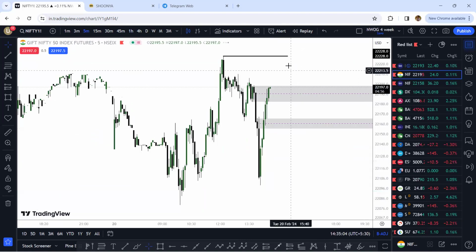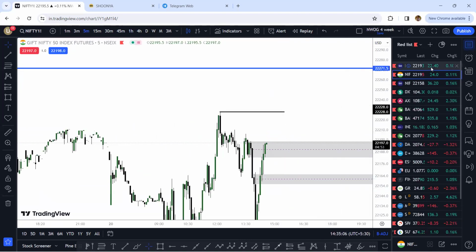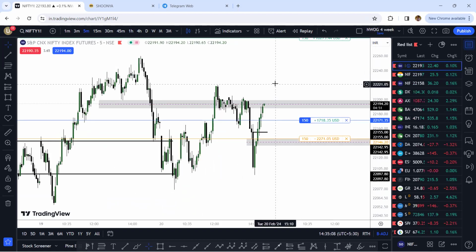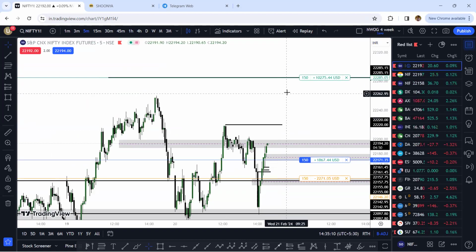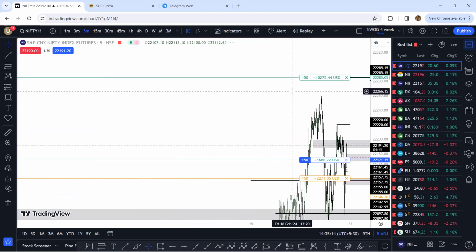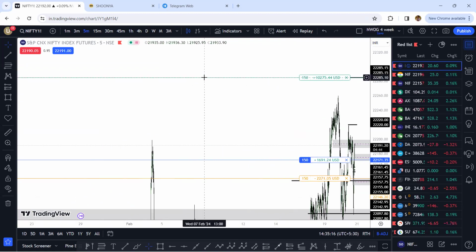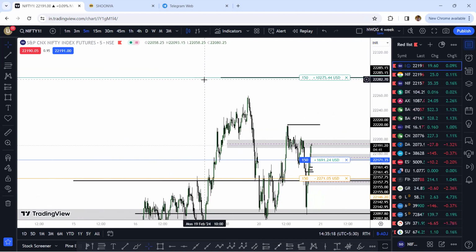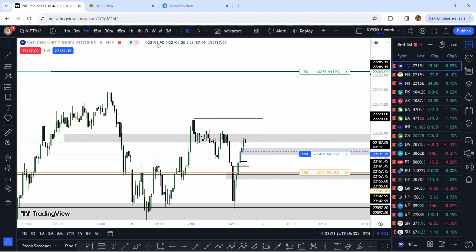What is that level actually? Let me check. 270. So 270 is going to be around here. This is going to be the monthly old high. So yes, we can actually hold on to that level. Let's see.